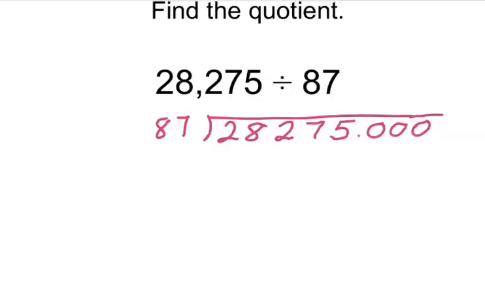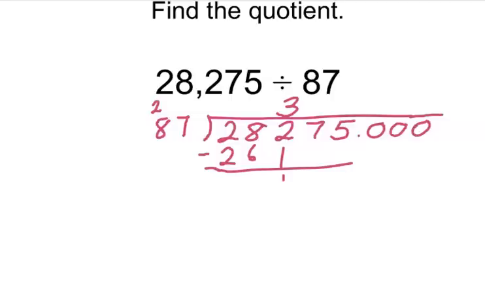All right, so does 87 go into 2? Nope, it doesn't. Does 87 go into 28? Nope. Does 87 go into 282? Yeah, I would say about 3 times. I don't think 4 would work, so I'm going to say 3 times. 7 times 3 is 21. 3 times 8 is 24, plus 2 more is 26. Well, as long as this answer is less than 87, I knew I did it correctly.